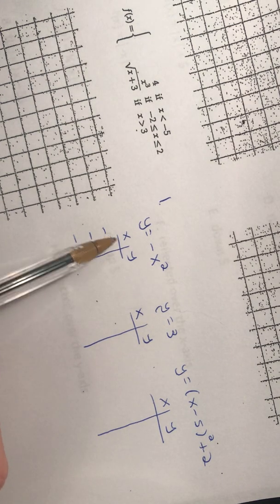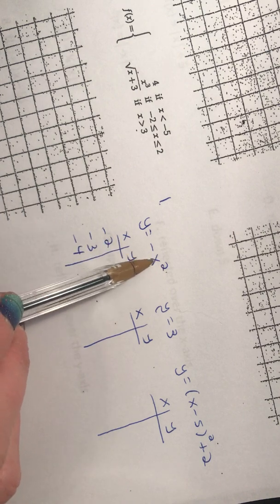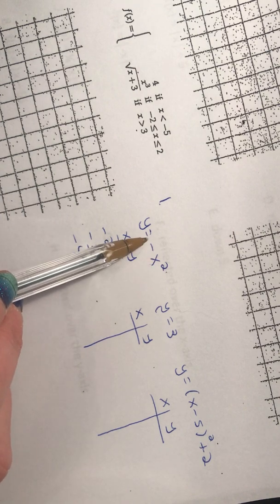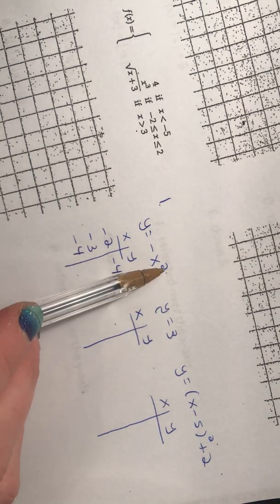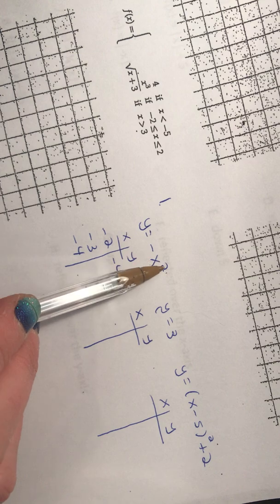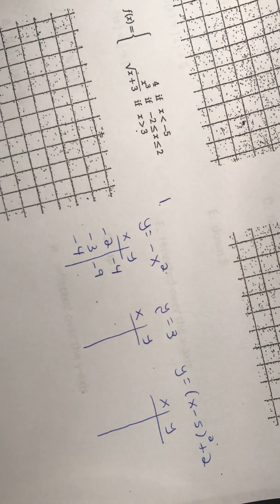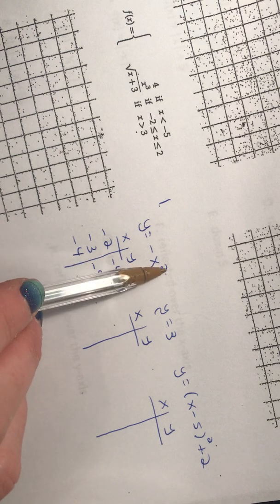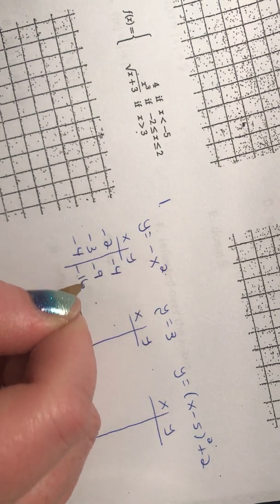So here I can plug it in. Negative 2 squared, negative 2 times negative 2 is 4, times the negative in front is negative 4. Negative 3 squared is negative 3 times negative 3, which is 9, times the negative in front is negative 9. Negative 4 squared is negative 4 times negative 4, which is 16, times the negative is negative 16.